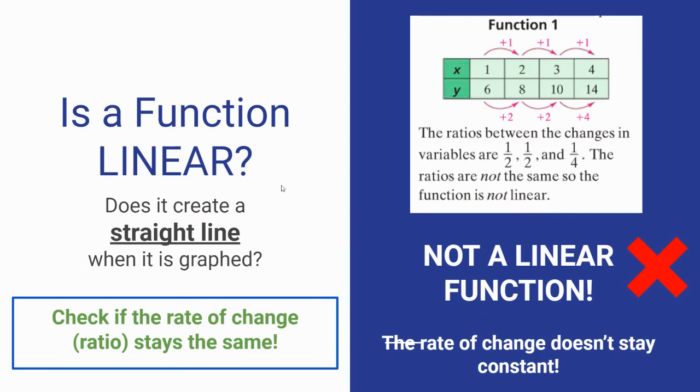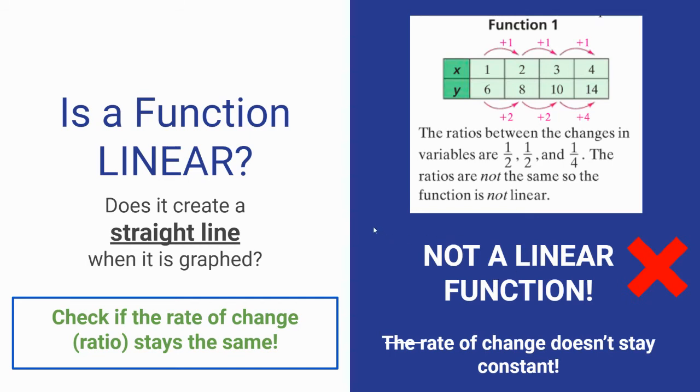Is a function linear? Is it going to be a straight line? And we talked about this before. If the rate of change is the same... they keep putting 1/2, 1/2, and 1/4. I'd rather you see it as, anyway, that's fine. We'll go with that. 1/2, 1/2, 1/4. And you see the rate of change is not the same. If it's not the same, it's not a linear function.